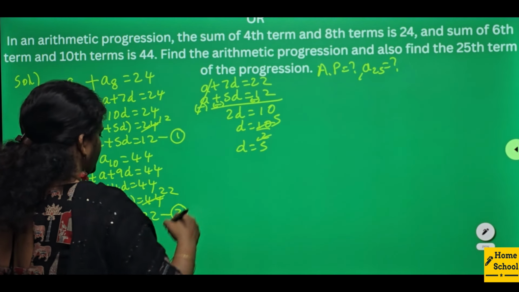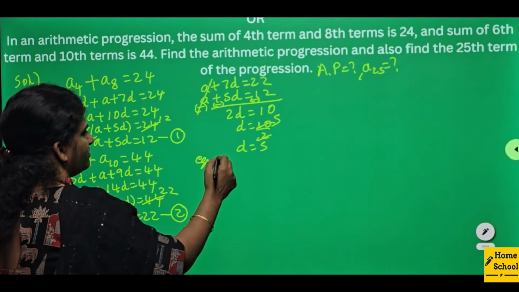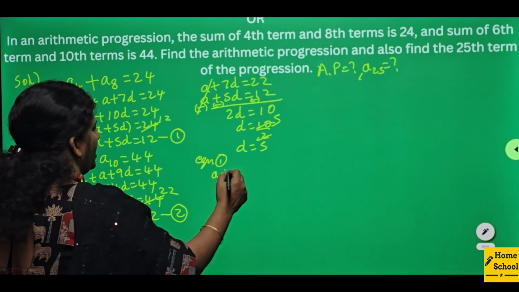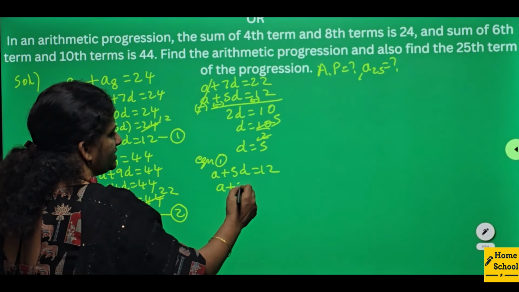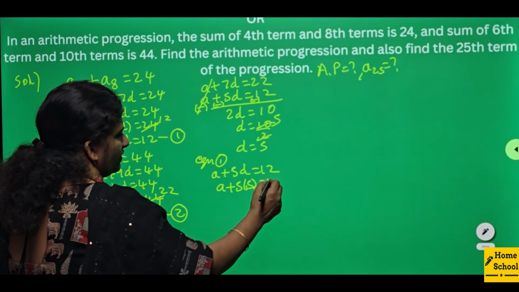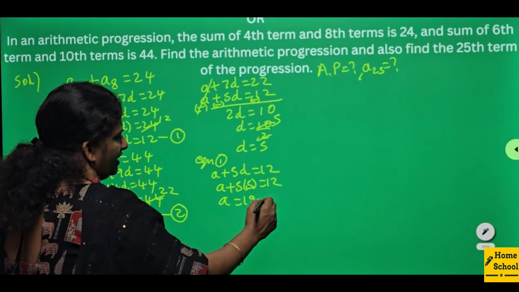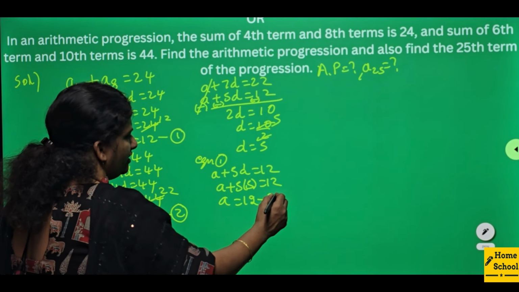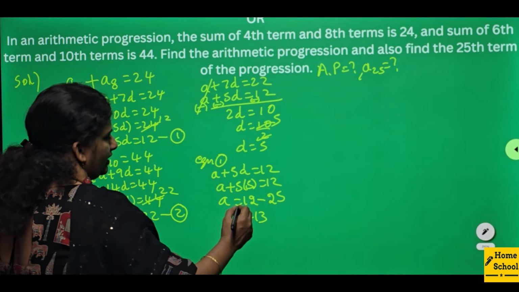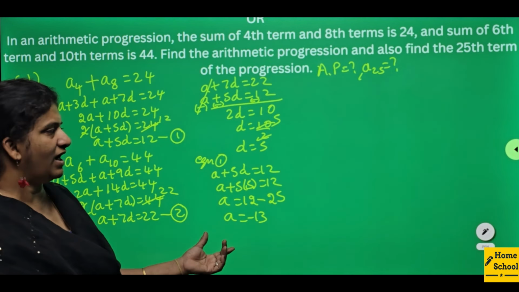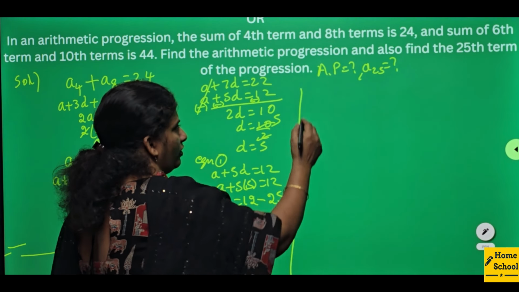d is 5. Substitute d value in any one of the equations. In equation 1, I am substituting d. a plus 5d is equal to 12. a plus 5 into 5 is equal to 12. a is equal to 12 minus 5 fives are 25. Transpose to the other side. 12 minus 25 will be minus 13. We got a value minus 13. d value is 5. Now find the arithmetic progression.